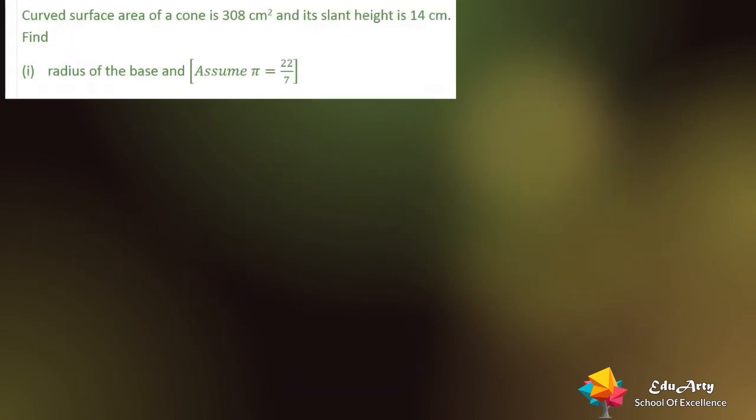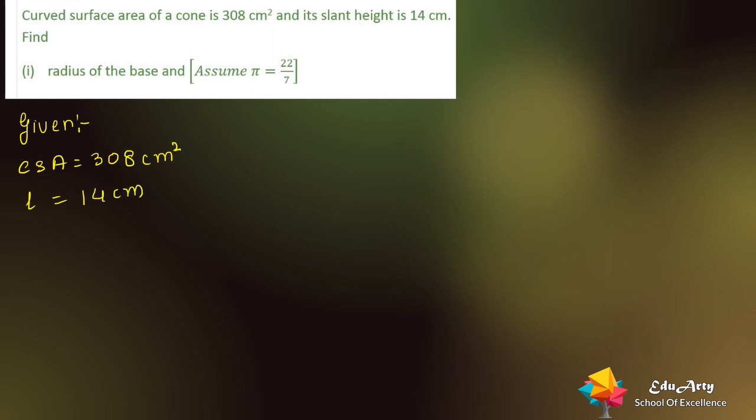Okay, so let us see another sum. They are saying that the curved surface area of a cone is given to us this time. So let us write down what is given to us. Given to us is CSA of a cone equal to 308 centimeter square, and we are given the slant height. Slant height is equal to 14 centimeter.